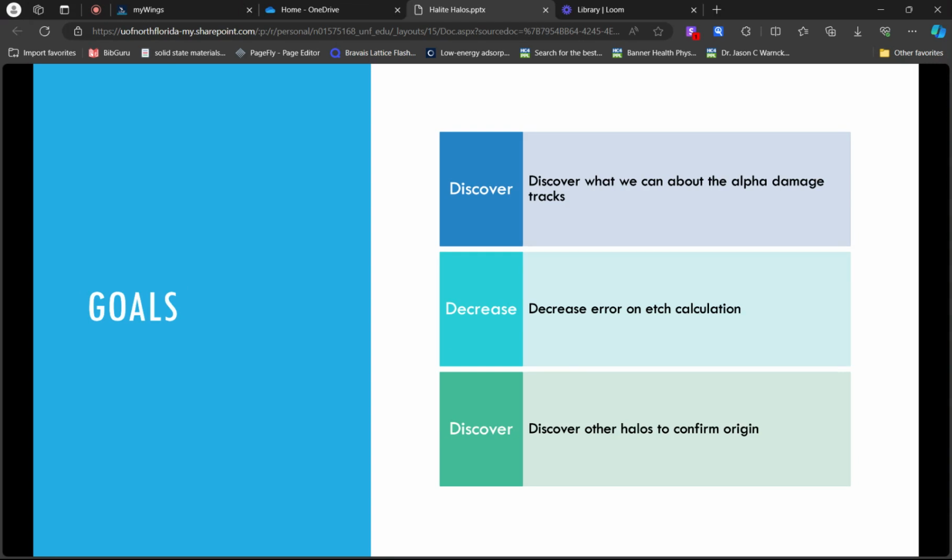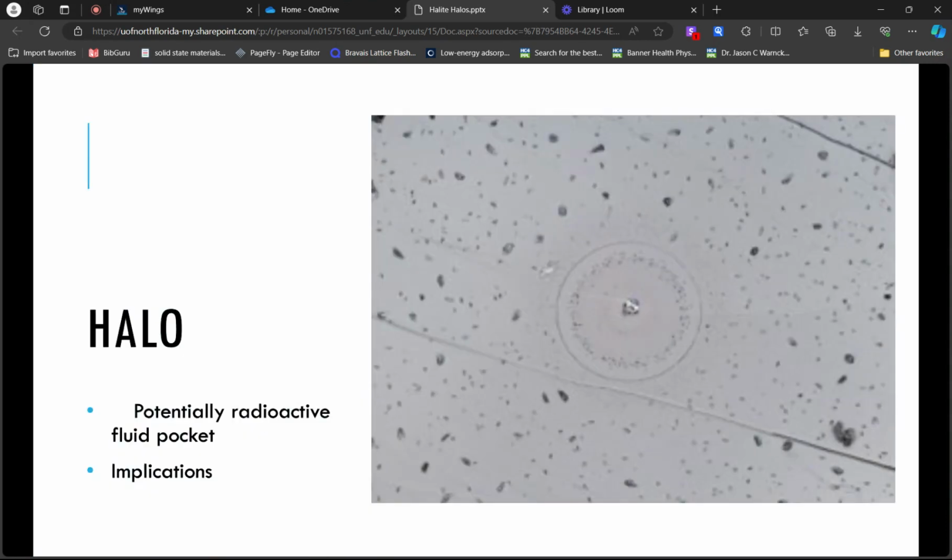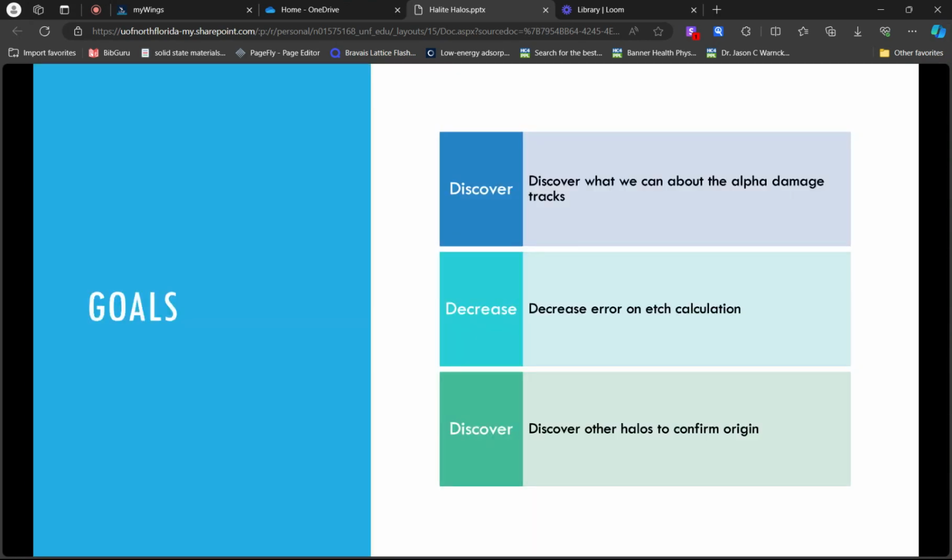Our goals are to discover what we can about the alpha damage tracks from observing that ring of dots, and to decrease the error on our etch calculations. Since this is a three-dimensional artifact, if you will, we can decrease the error on this etch calculation by etching the same sample with the halo further and then checking the radial change.